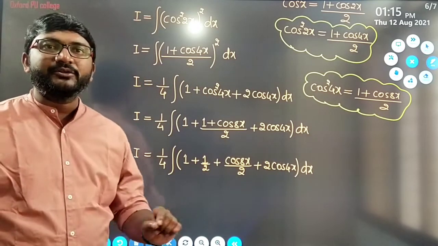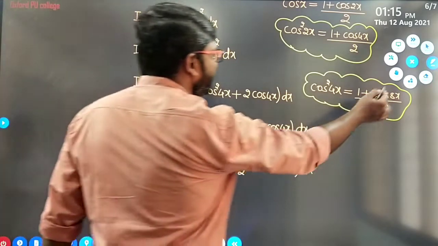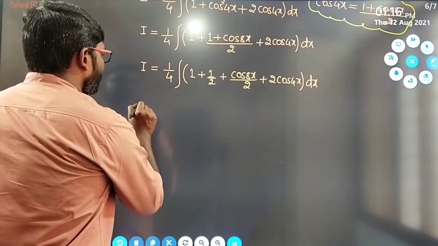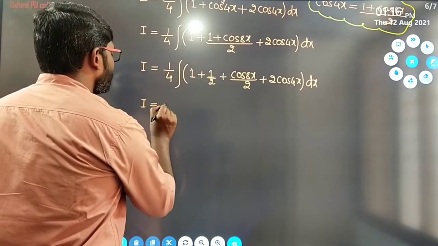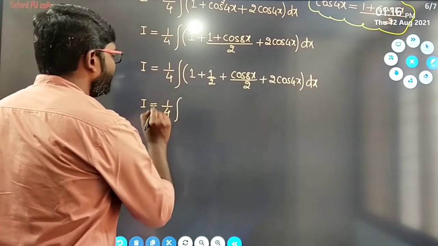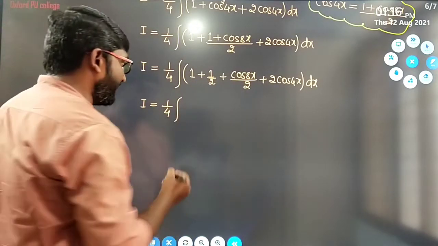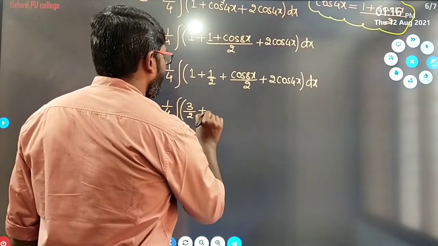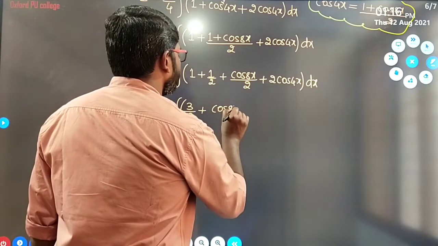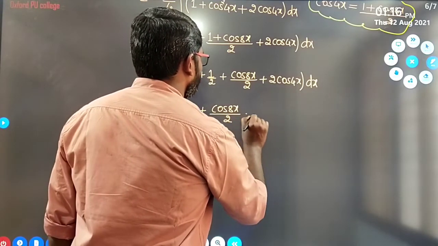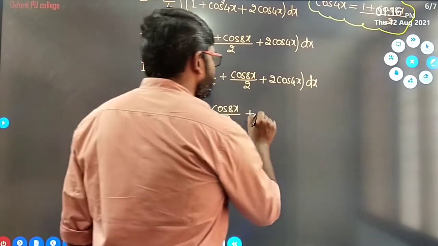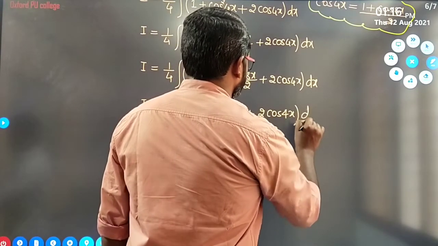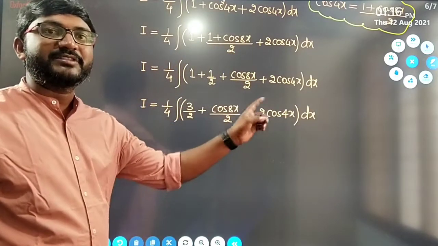Now 1 plus 1 by 2 will be 3 by 2 in the next step. So I equals 1 by 4, write it as it is, then integral of 1 plus 1 by 2, which is 3 by 2. So we get 3 by 2 plus cos 8x by 2 plus 2 cos 4x dx. Now we will have to integrate them separately.